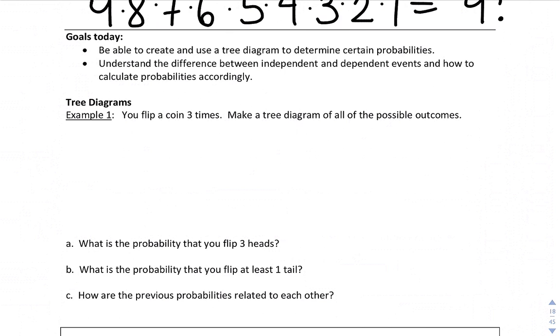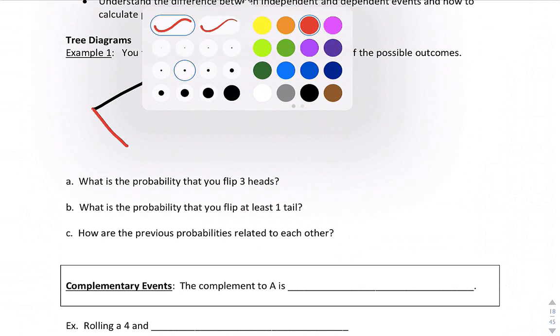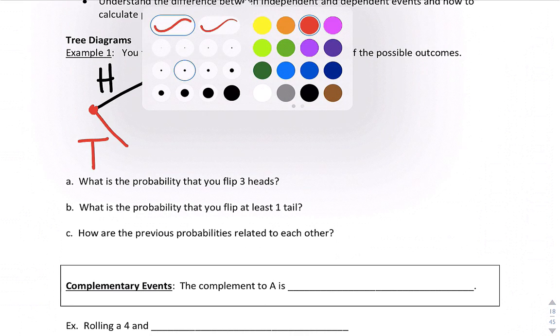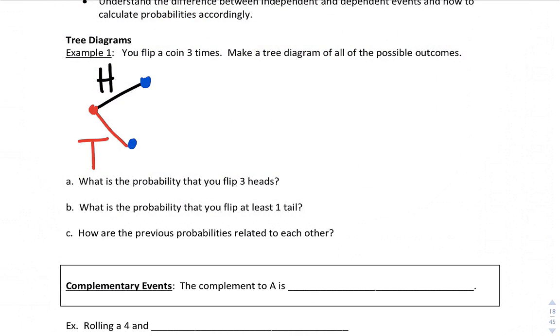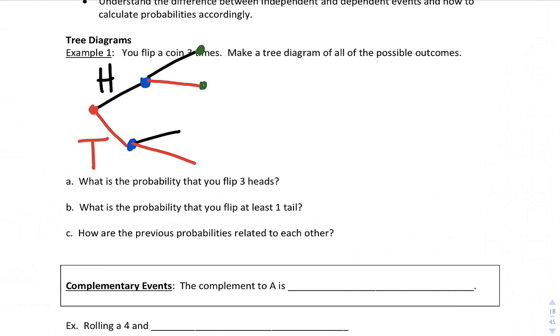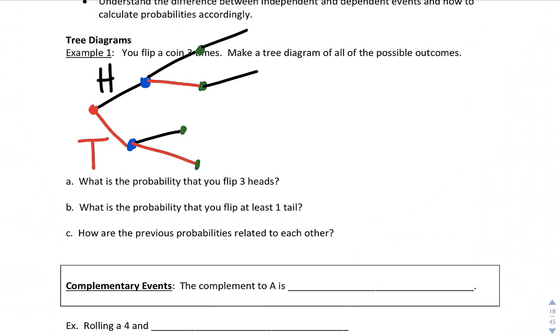So let's say you flip a coin 3 times. Make a tree diagram of the possible outcomes. All right, so I'm going to say black is heads, red is tails. So here's my heads, here's my tails. The first flip, you could get a heads or a tails. Let's do our second flip here. And again, we could get a heads, or we could get a tails. And then let's do our third flip. And for each of these, we could get a heads, or we could get a tails.